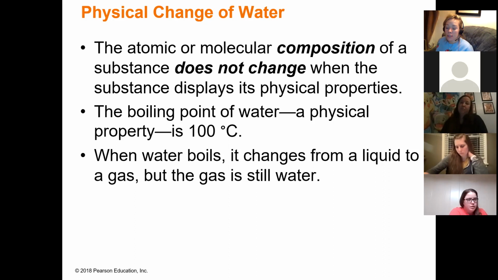I know that the materials can sometimes look totally different, right? Like ice and steam look completely different. You can't even see the steam. And ice is this like solid cold thing, but they're still H2O. So on a fundamental level, they are still the same material. They're just arranged differently. Their molecules just happen to be arranged differently. So when water boils, it changes from a liquid to a gas, but the gas is still H2O.